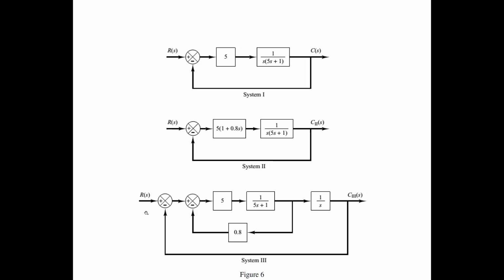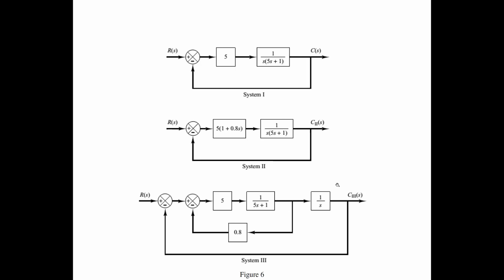Then apply R of S is equal to 1 by S, and just find out C1 of S, C2 of S and C3 of S. Okay. So all these systems, system 1, system 2 and system 3, will result in second order systems.